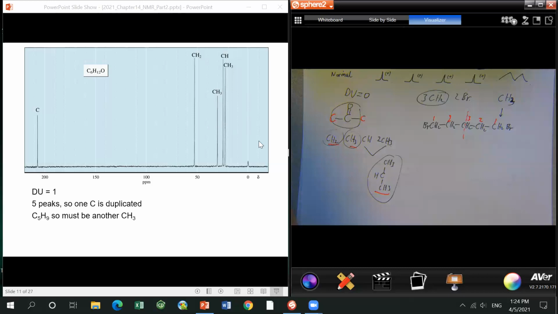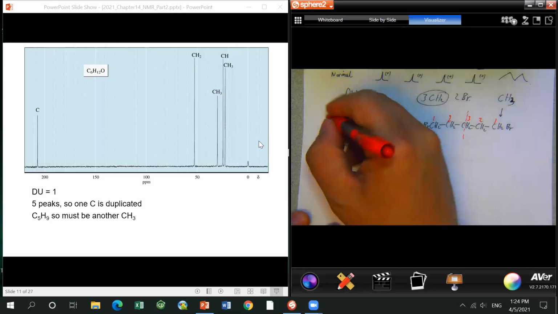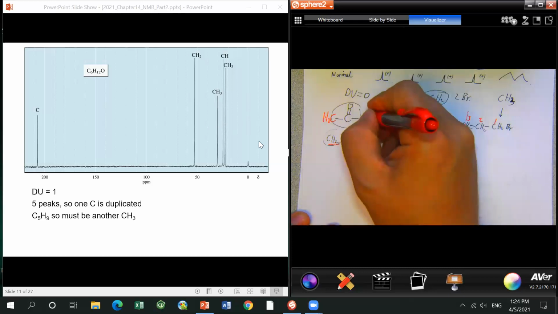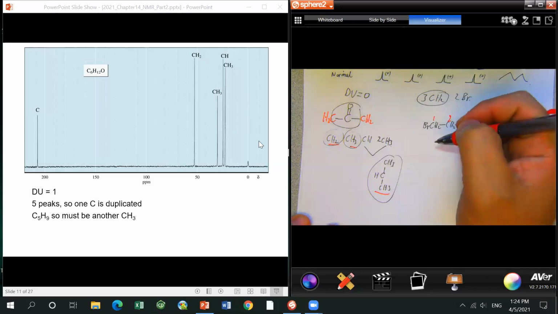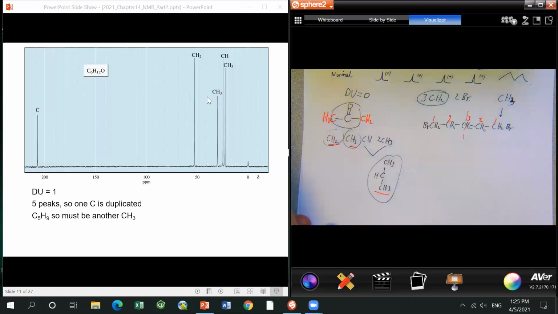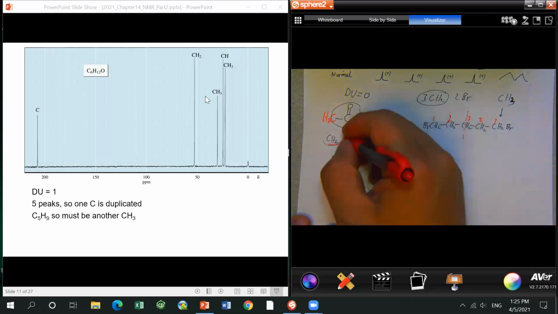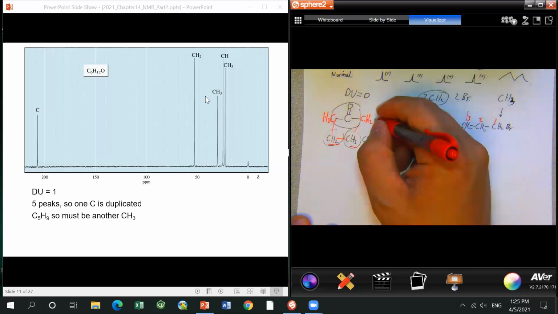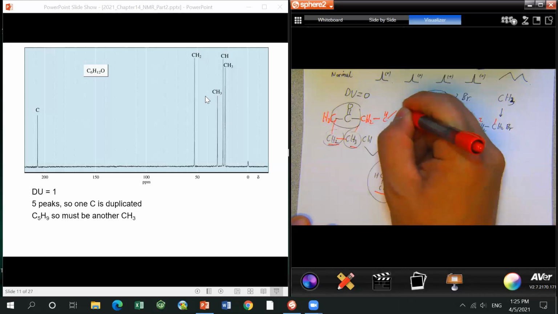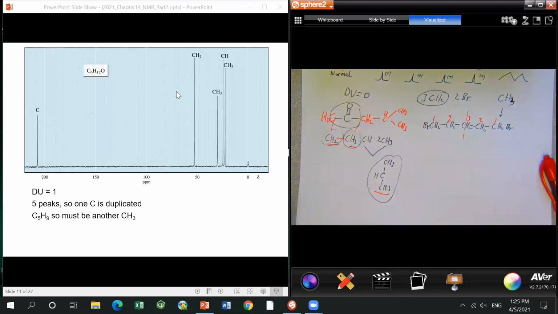That means one end of this ketone is CH3 and the other end is CH2, which gives you the higher chemical shift. It cannot be this CH, because the CH is lower than CH2 and CH3. That's how you merge them together. And eventually, on this end you put the CH and then the 2 CH3. So that's the final structure.